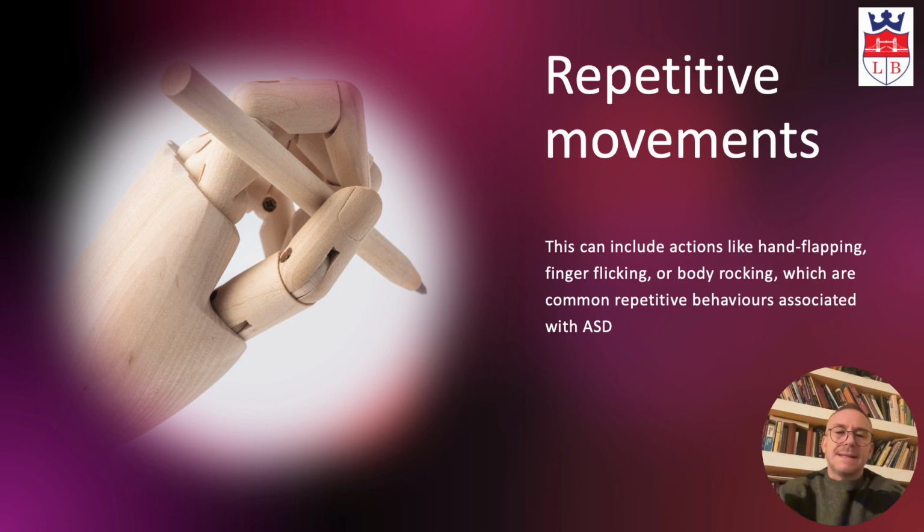Repetitive movements is definitely an indicator, or could be described as an autistic behaviour. This could include actions like hands flapping, finger flicking, body rocking, which are common repetitive behaviours which could be associated with ASD.